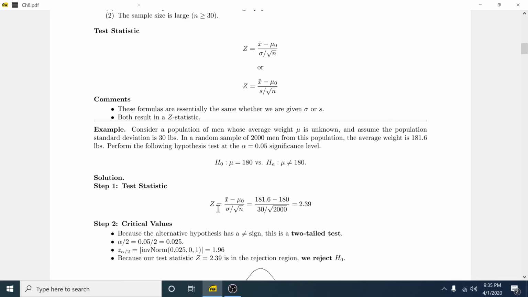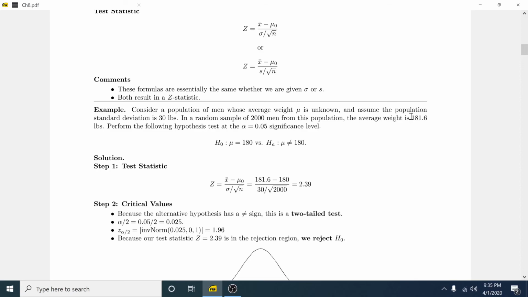Now, this is really a piece of cake, right? We just take our test statistic, take all the information from the problem. So this gave us a sample mean of 181.6, so that's our X bar. Now, mu naught, what is that? Well, that's just the number that's in your null hypothesis, right? So you're just going to take this 180, plug that in here. Our population standard deviation is 30 pounds, so that's going to come here, and then our sample size is 2,000. That's going to plug into the formula here. So you just plug all these variables into your test statistic formula, do the calculation, we get 2.39. And that's step one. So step one is just calculating a test statistic.